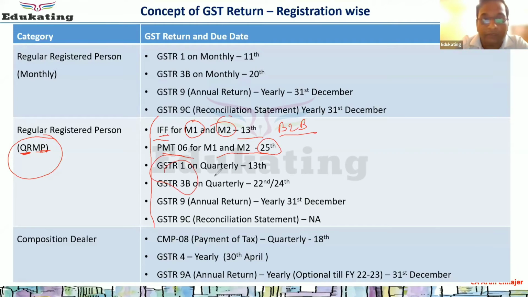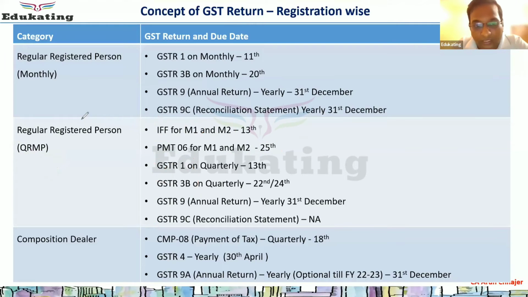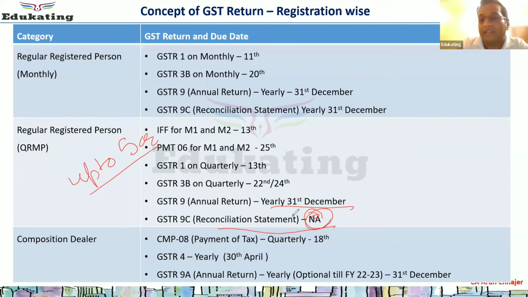GSTR 1 and 3B, because these are the returns, would be filed on quarterly basis. GSTR 9 yearly and 9C again not applicable, because who can opt QRMP? If the turnover does not exceed 5 crore. If it is not exceeding 5 crore, then obviously 9C would not be applicable.